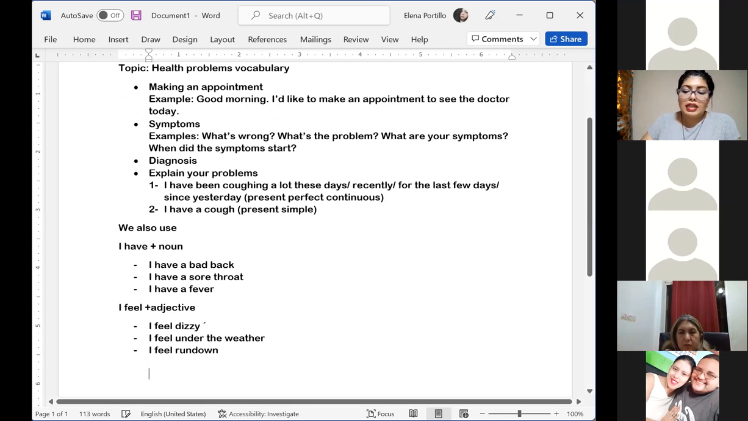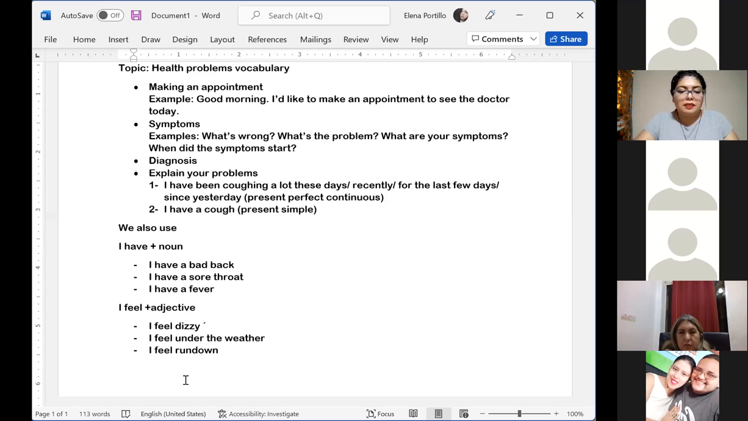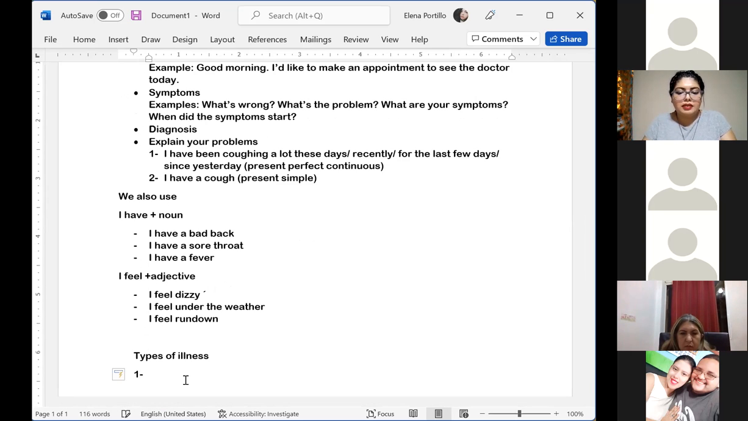Then we have the types of illness. Type of illness. And we have the number one, allergies. This is something easy to understand, allergies, alergias. And this, it says to have a bad reaction to animals, dust, food, or plants. The symptoms are red eyes, runny nose, and sneezing. So we have some specification for these words.